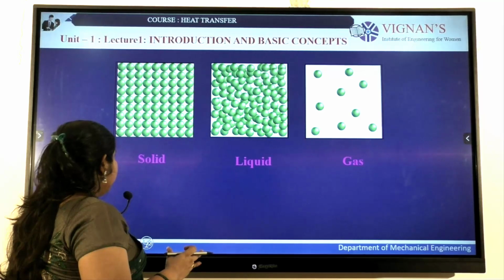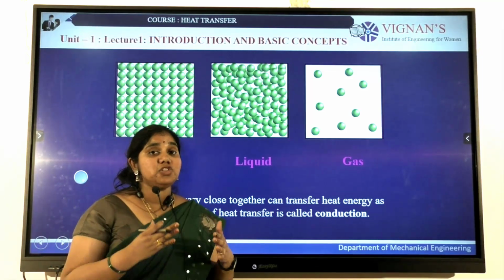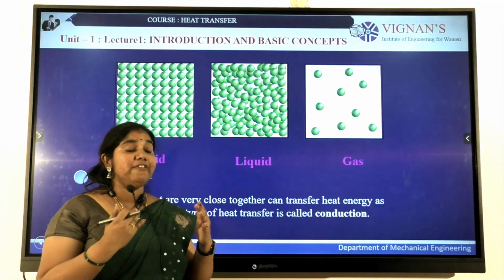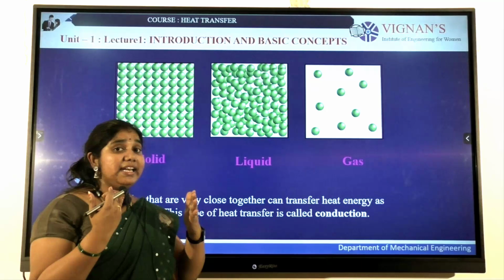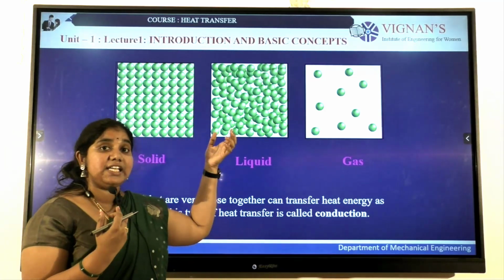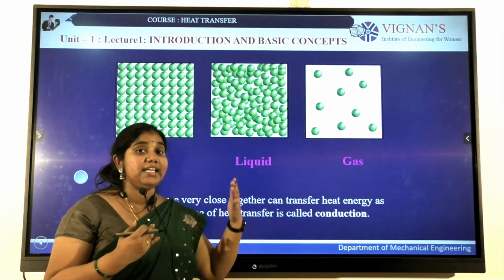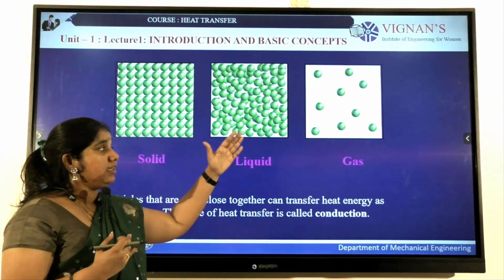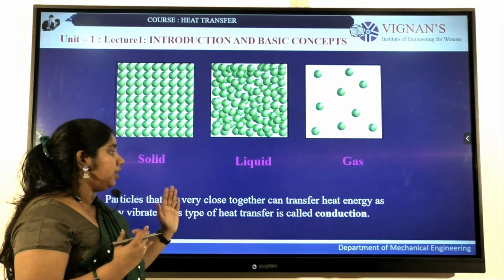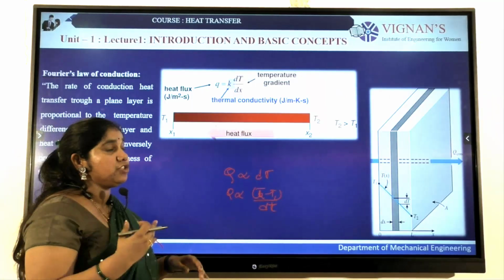I already told you conduction. Conduction deals with particle heat transfer. Every solid has some particles. If the particles have less space in between, it is said to be a solid. If it has more space, it is said to be a liquid, and if it has a larger space between the particles, then you say it is gaseous. In all three modes we have heat transfer. Transferring heat from one particle to the other particle, that type of heat transfer is called conduction.